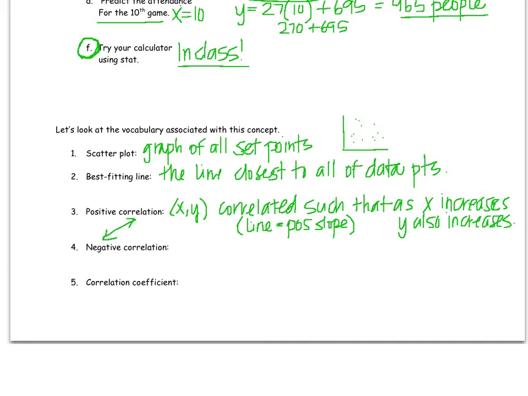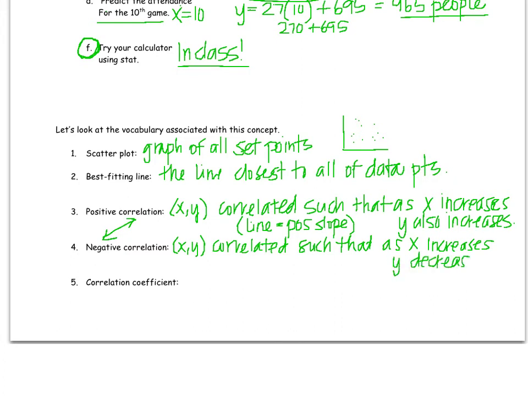Okay, a negative correlation. Take a guess. X and Y are correlated such that as X increases, so as X gets bigger, Y decreases. Now negative correlation, think about negative slope. As I get bigger in X, my Y values go down. So my line here would have a negative slope.